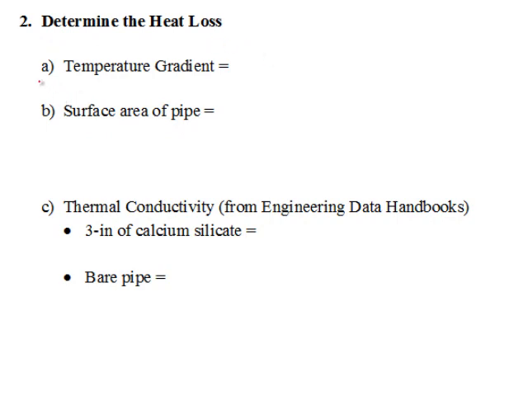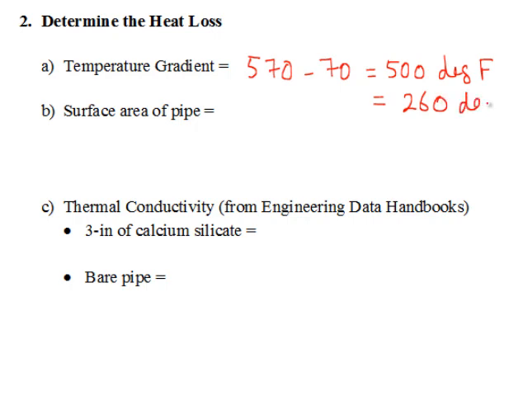In order to do that, we need to know 3 things. We need to know the temperature gradient over which the heat loss is occurring, the surface area over which it is occurring, and the thermal conductivity. The temperature gradient in our case is 570 degrees Fahrenheit minus 70 degrees Fahrenheit, so that's 500 degrees Fahrenheit, or in the metric system it's equivalent to 260 degrees Celsius.